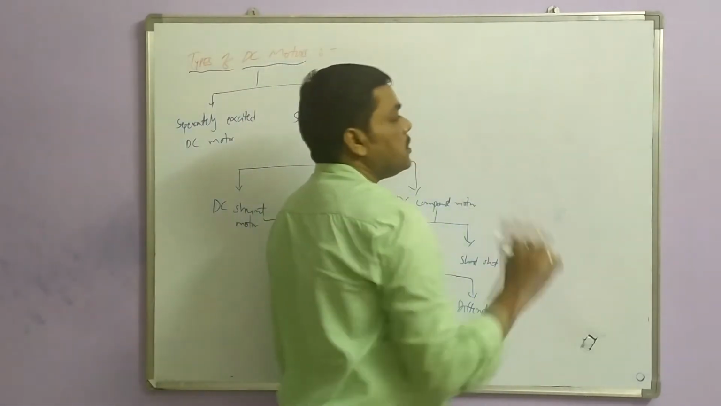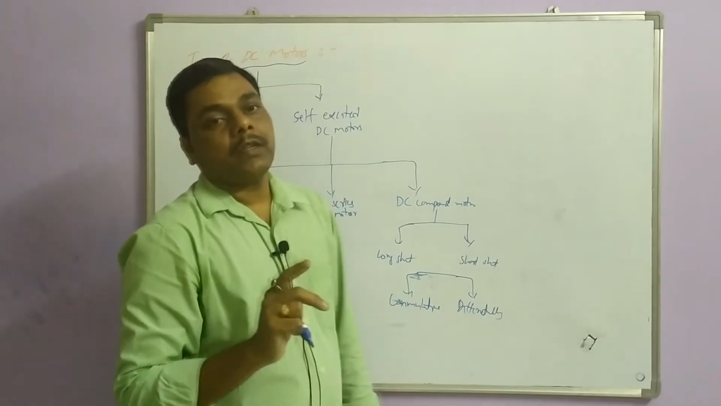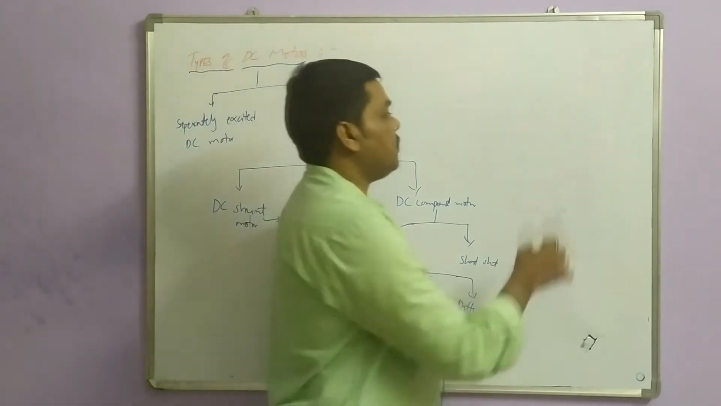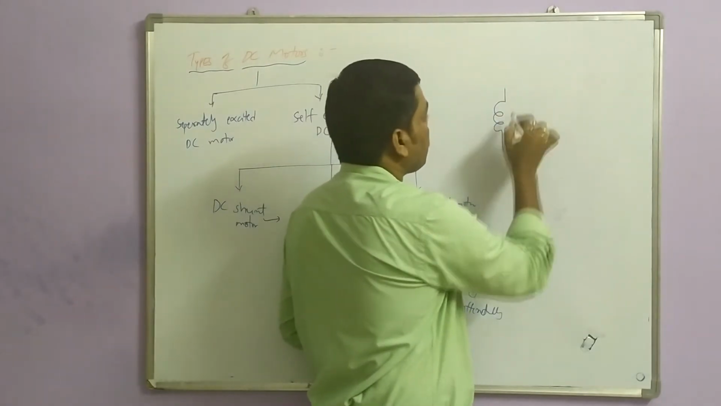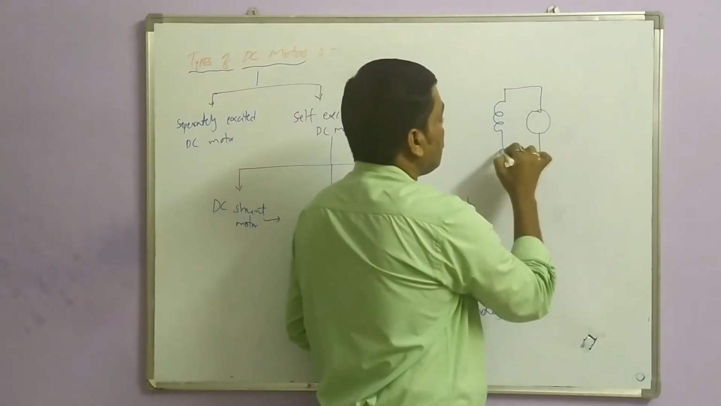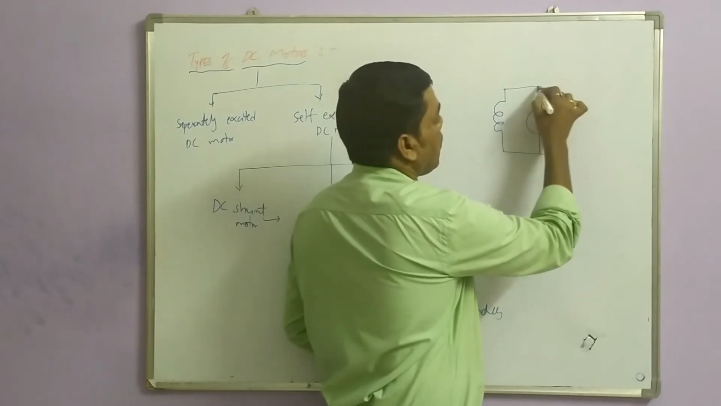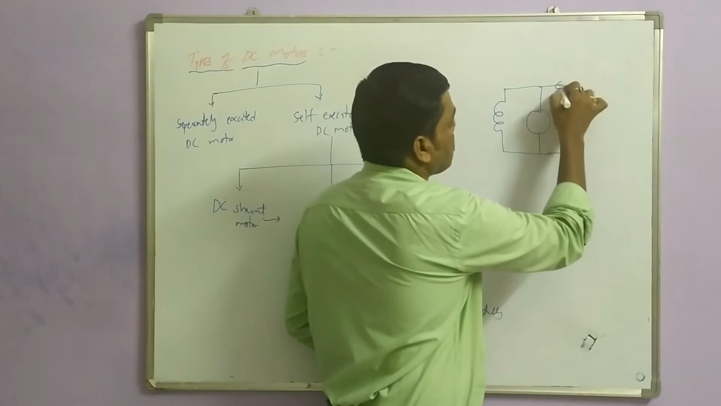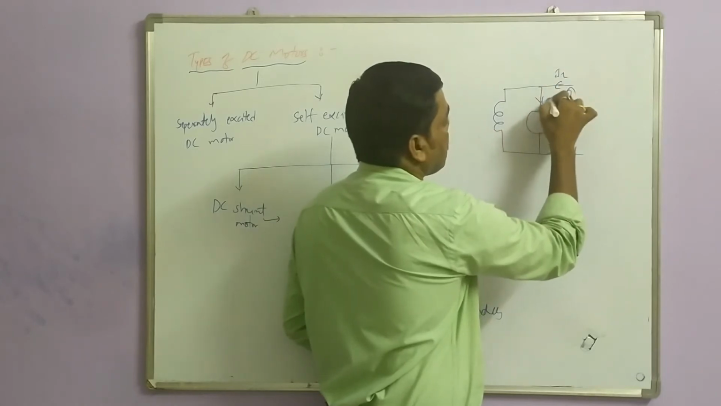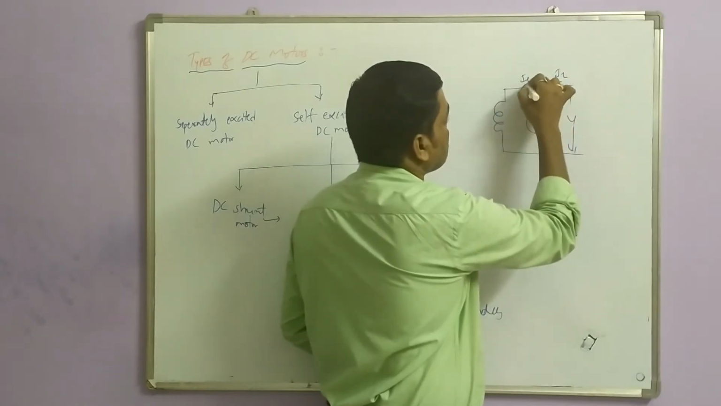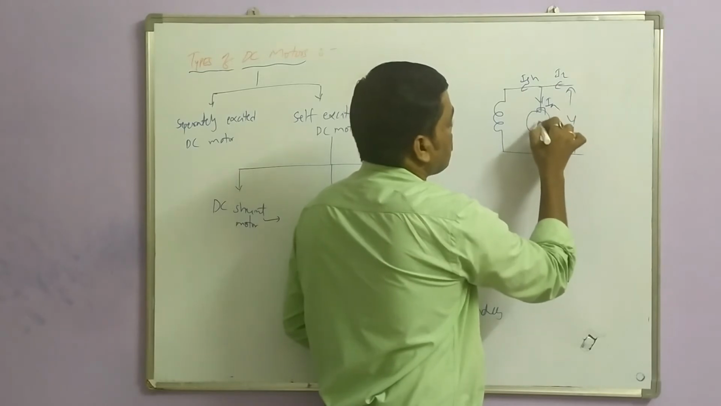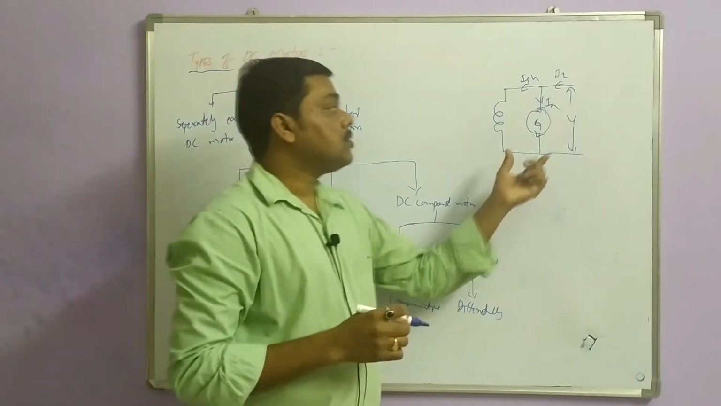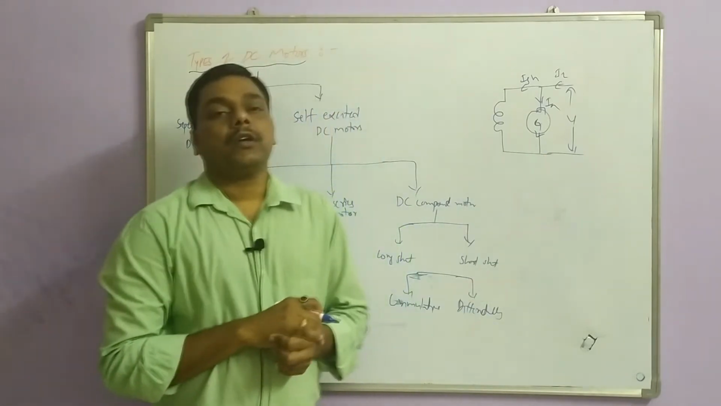We already discussed the DC machine having two windings. One is armature winding and another one is field winding. If field winding and the armature both are connected in parallel and you supply the voltage, the current IL is coming here and entering into the armature. Now this is the shunt motor.